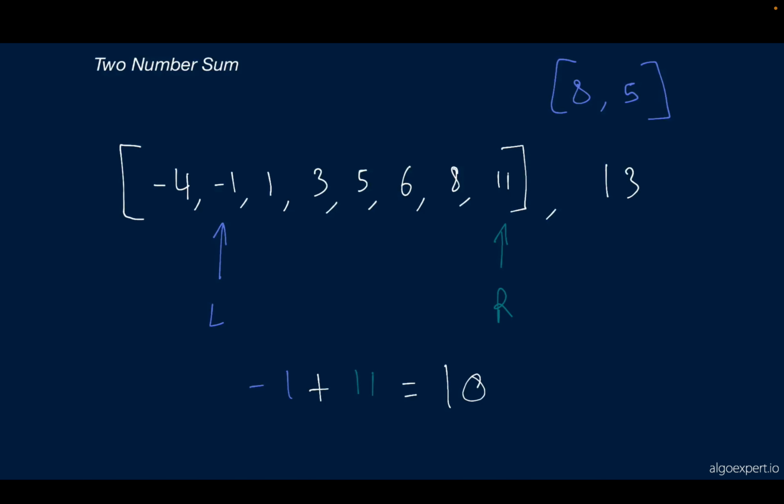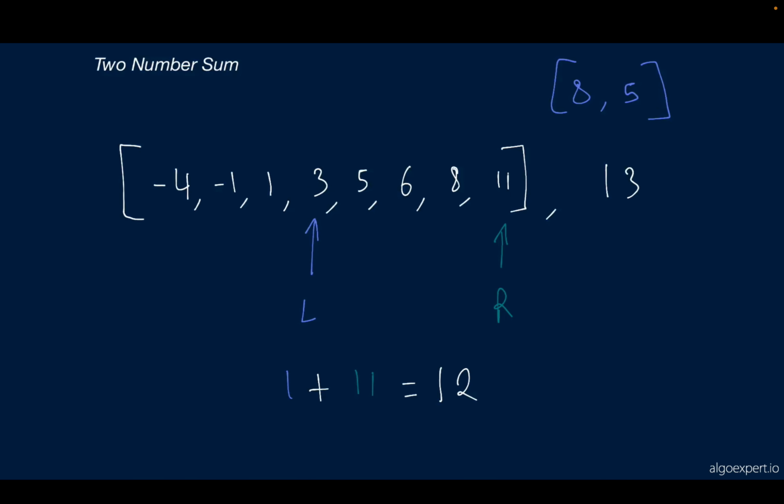So we'd once again move the left pointer to the right by 1, because we know that moving the right pointer to the left would give us a smaller sum, which would be smaller than 10, which would be smaller than 13 for sure. So we move the left pointer. Now we've got 1 plus 11, which is going to be equal to 12. So we compare 12 to our target, which is 13. 12 is less than 13. So once again, we have a sum that is too small. So we can move the left pointer to the right.